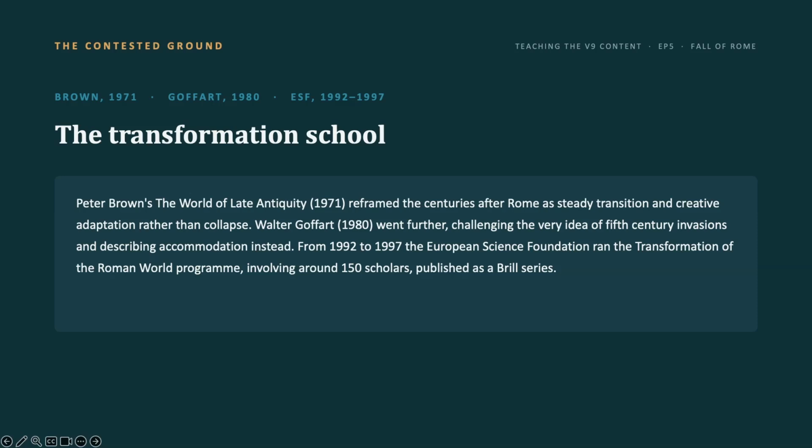In 1980, Walter Goffart went further, challenging the very idea of 5th century invasions and describing a process of accommodation instead. And from 1992 to 1997, the European Science Foundation ran a major program called the Transformation of the Roman World, involving 150 scholars and published as a Brill series.